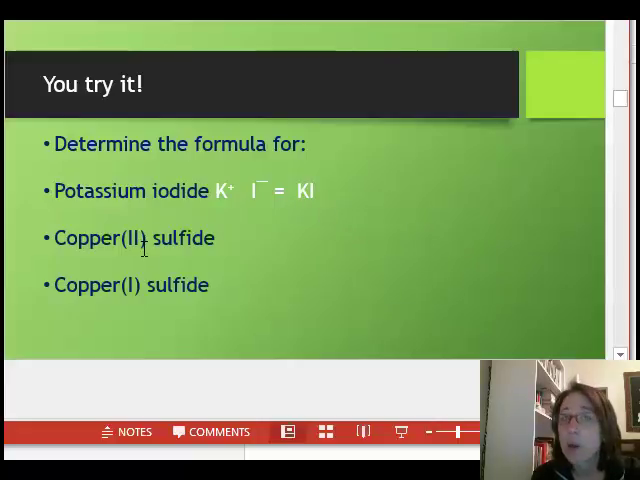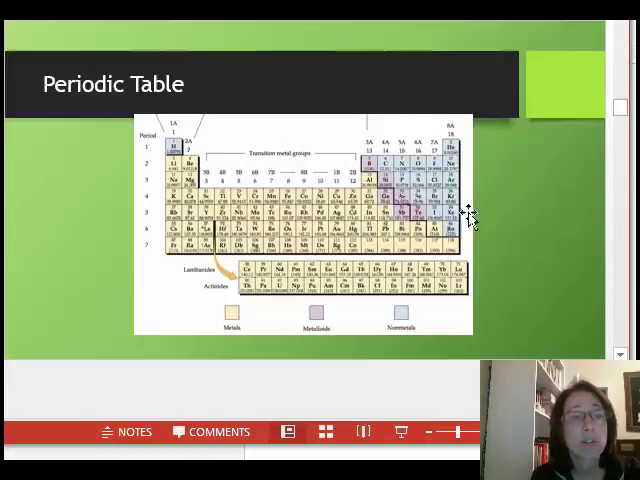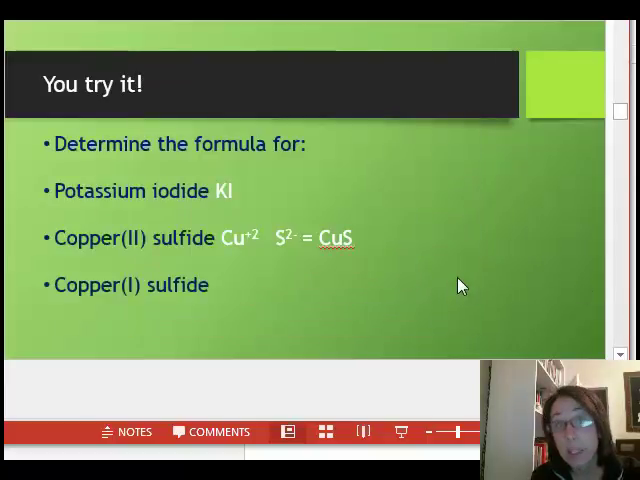The next example is copper 2 sulfide. We know that the charge of the cation is +2 because the Roman numeral 2 represents the charge of the cation. And sulfide has a charge of -2. These charges cancel out in a 1-to-1 ratio. So the formula of copper 2 sulfide is capital C, lowercase u, capital S. Notice that the formula for copper 2 sulfide does not have a 2 in the formula. The Roman numeral 2 refers to the charge of the cation.